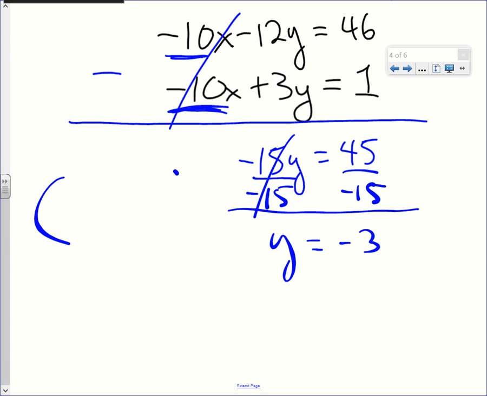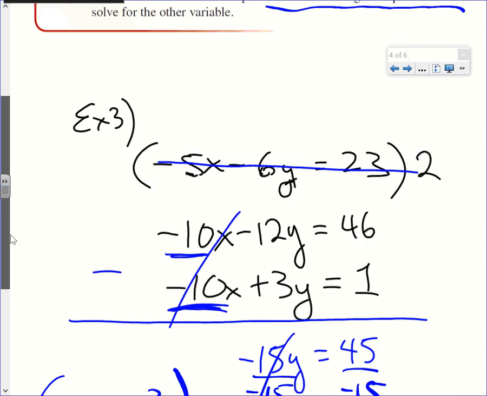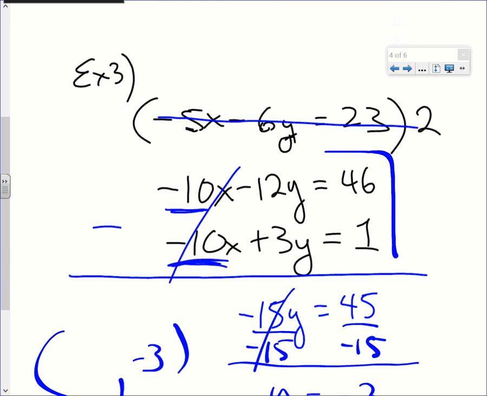Remember ordered pair? So we know y is negative 3. Let's figure out what x is. Let's see what step 4 says. Substitute the value from step 3, which is negative 3, into one of the original equations. Go to the original equations. Take your pick. Which one do you want to substitute in? It doesn't matter. Go bottom. So wherever I see y, I replace it with -3.